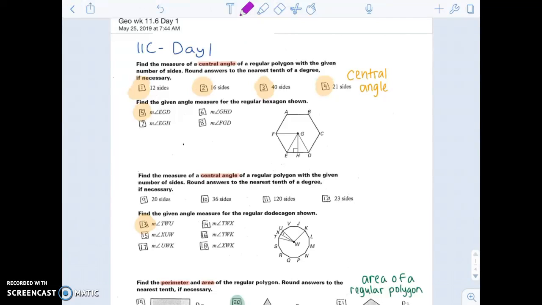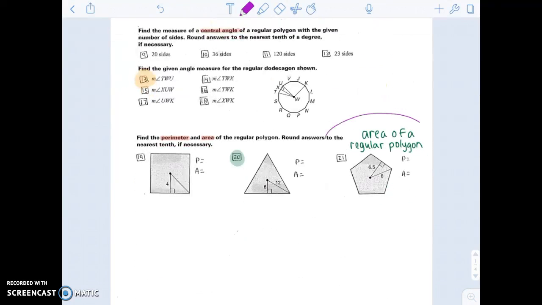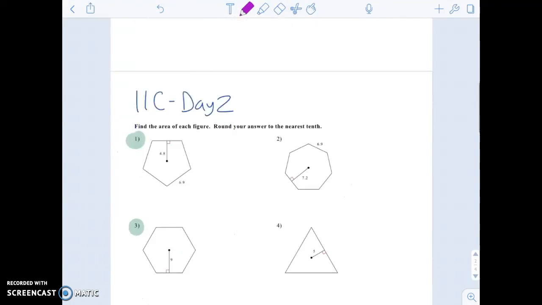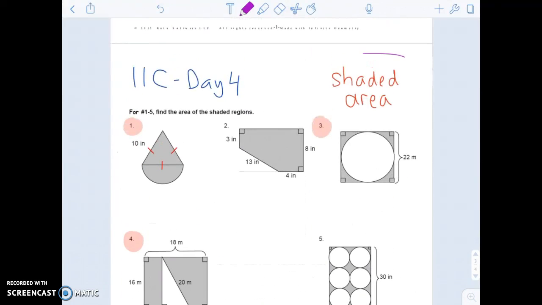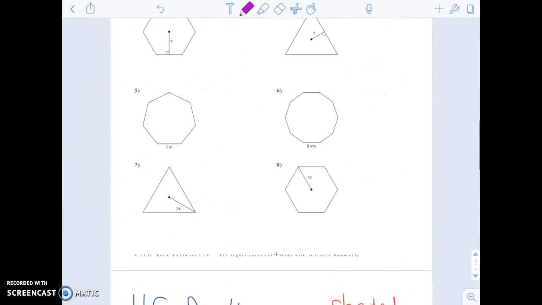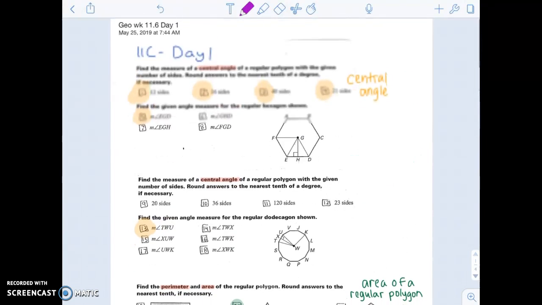Alright, this is going to be a quick video to help you out with 11C. We're going to talk about central angles. We are going to talk about how to find the area of a regular polygon. And we are going to talk about how to find the area of the shaded region. So, starting out with the first part.